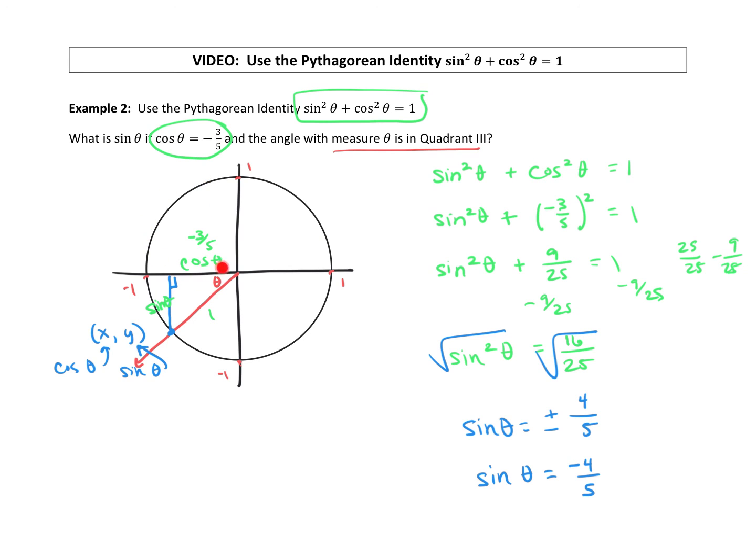Had we been up in a different quadrant, let's see, up here, we would have gone up for a positive y value. We would have picked the positive 4/5 for that one.